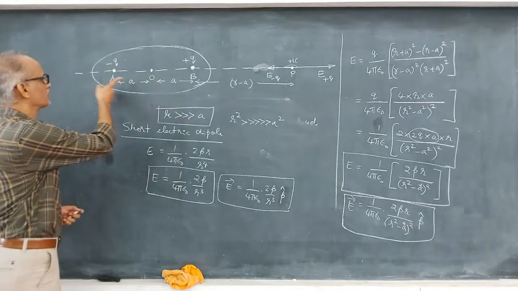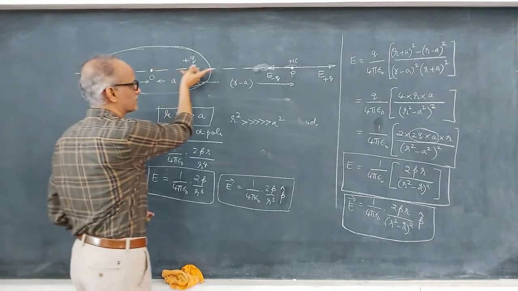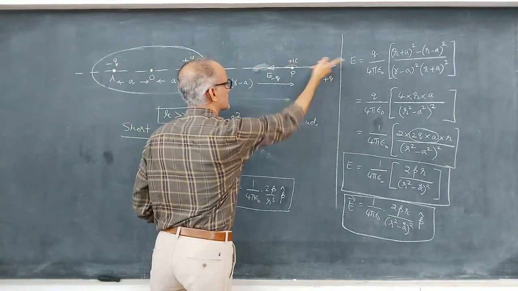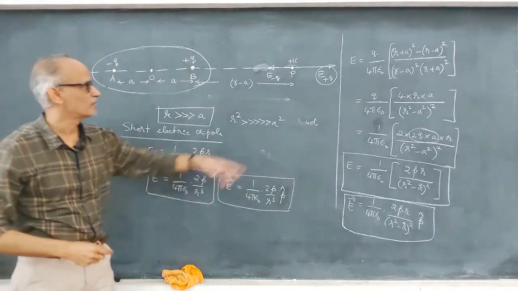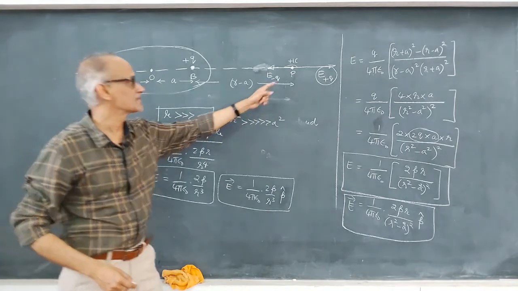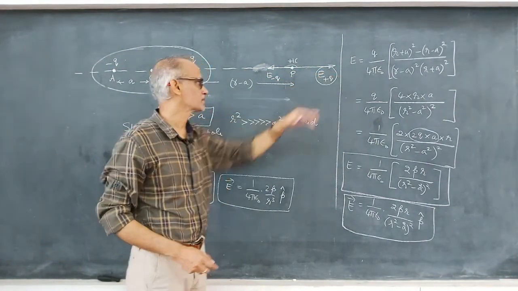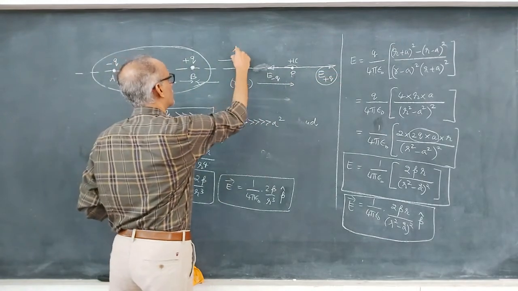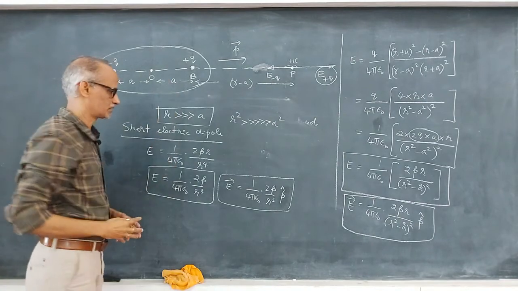So what is the direction of the electric field? It's from negative to positive, like this. Why is it in this direction? Because the electric field due to the positive charge is more than that of the field due to the negative charge. This is greater. That's why the net field will be in this direction, which is same as the direction of the dipole moment, which is always from negative to positive charge.